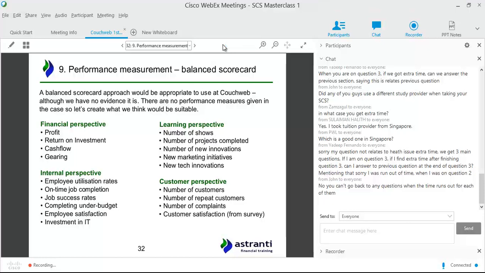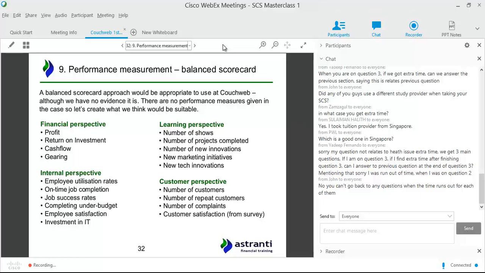The learning and growth perspective as well, particularly relevant for innovations and projects. In this instance, it would be shows, films, television programs. We know that CouchWeb is investing a lot of money into producing new shows. We know that in real life, companies like Netflix and Amazon are investing a lot of money into producing new shows. And so the number of new shows that we produce, the success of those shows as well, would be good ways to measure our growth. That's one of the things we are looking to grow over the next few years, and so we should be monitoring it closely.